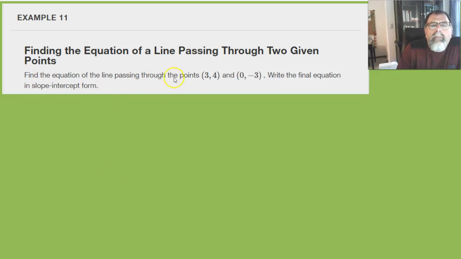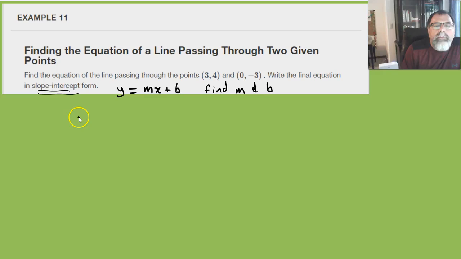Find the equation of the line passing through the 2 points, 3, 4 and 0, negative 3. Write the equation in slope-intercept form. All right, so to write an equation in slope-intercept form, remember we need to know 2 things. We need to find the m and find the b. So find m and find b. So they give you 2 points. What's the slope formula?